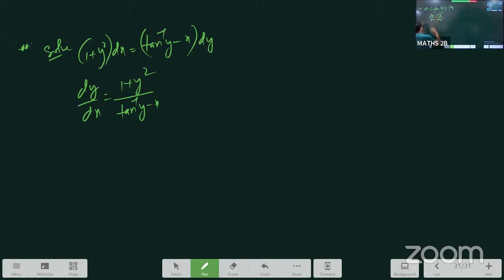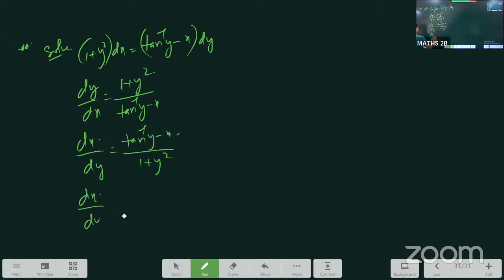So this is not homogeneous also. Homogeneous means, as I said in yesterday's class, each and every term degree should be equal. In this case, a constant is there. Non-homogeneous also not possible. In non-homogeneous, degree should be 1; there should be linear equations. So here I'm having a square. Definitely, it should go in the form of linear, so reciprocate it. That is dx by dy equals (tan inverse y minus x) by (1 plus y square).